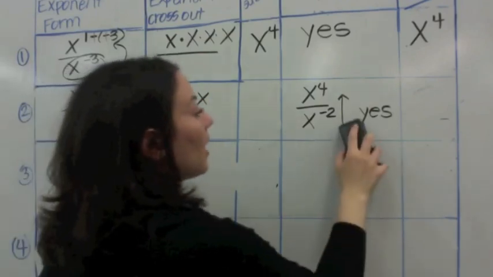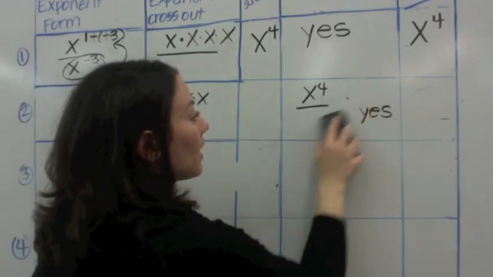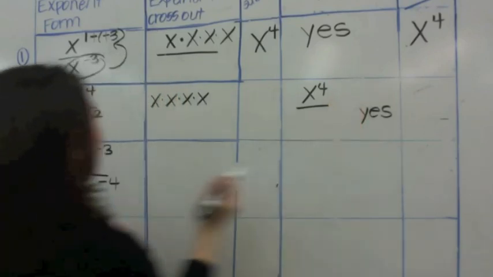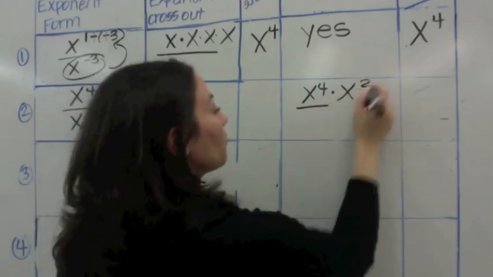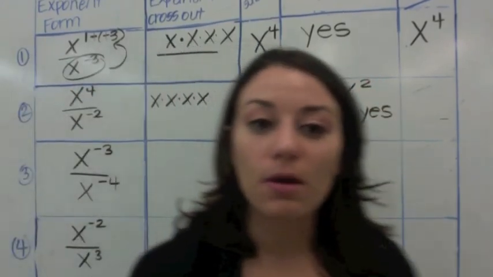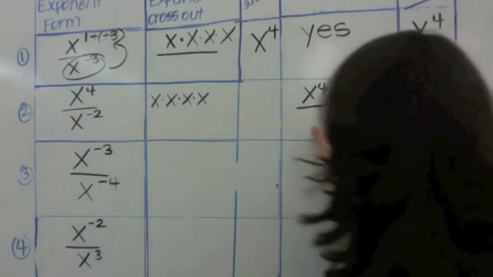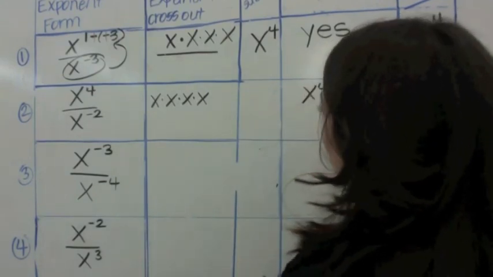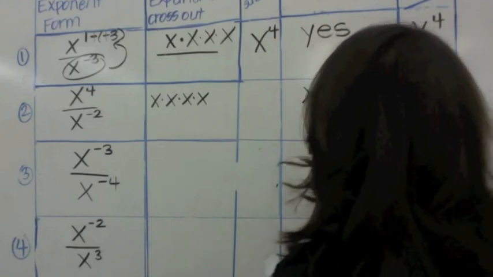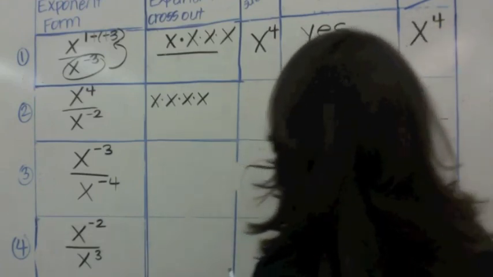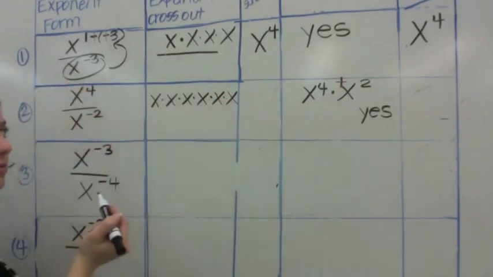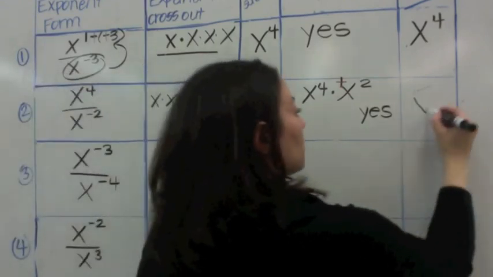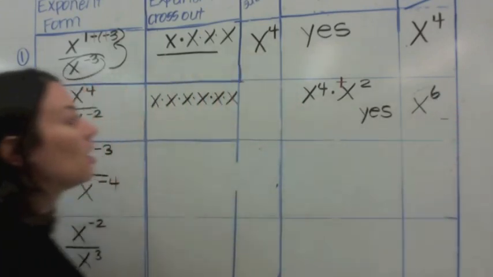If I'm moving it up, my friends, what does it become? If I move it up to the top, this actually becomes times x to the power of 2. And then it turns into a multiplication problem, right? It does. Because then it becomes 4 plus 2, doesn't it? 4 plus 2 at the top. So I'm going to put 2 more at the top. So how many x's do I have now? X to the power of what? X to the power of 6. That's very good.